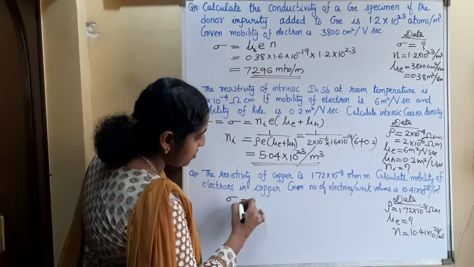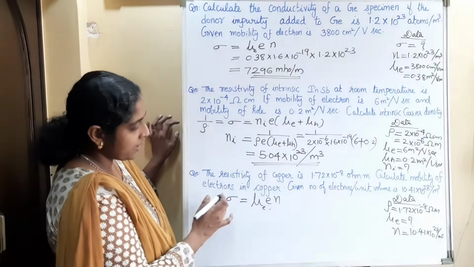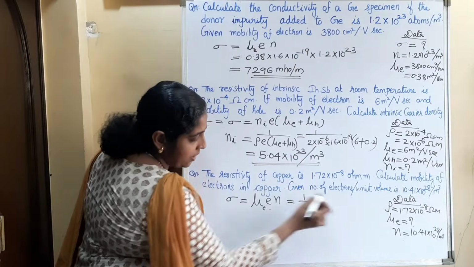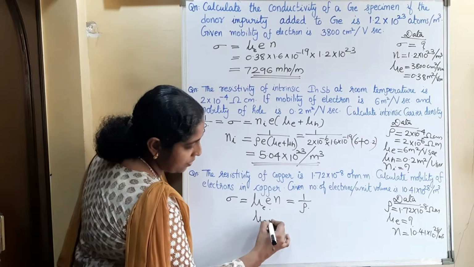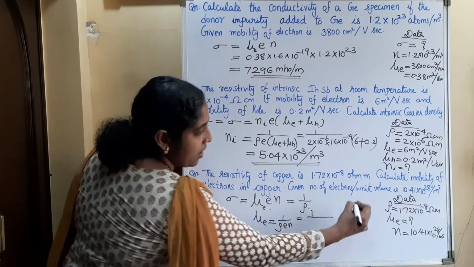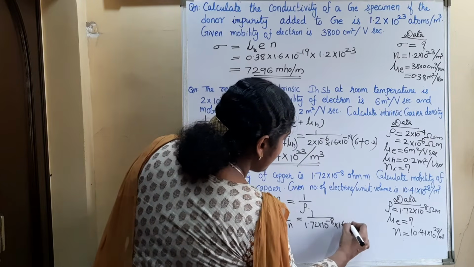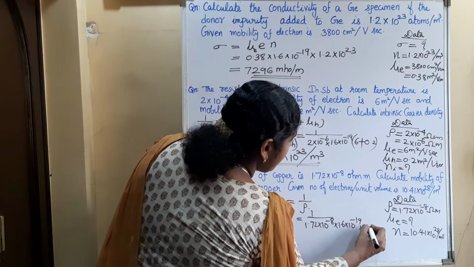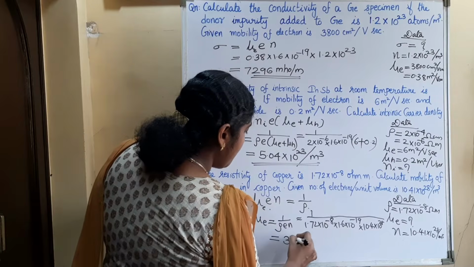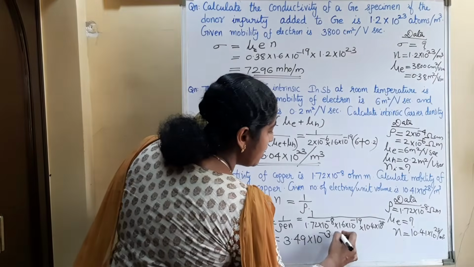So sigma is equal to mu e n, here mu is electron mobility. So sigma we can write it as the reciprocal of resistivity. Here we want to find out the electron mobility. So electron mobility is equal to 1 divided by rho e n, that is 1 divided by rho is 1.72 into 10 raised to minus 8, e is 1.6 into 10 raised to minus 19, and n is 10.41 into 10 raised to 28. So on calculating this we will get 3.49 into 10 raised to minus 3. Mobility unit is meter square per volt second.